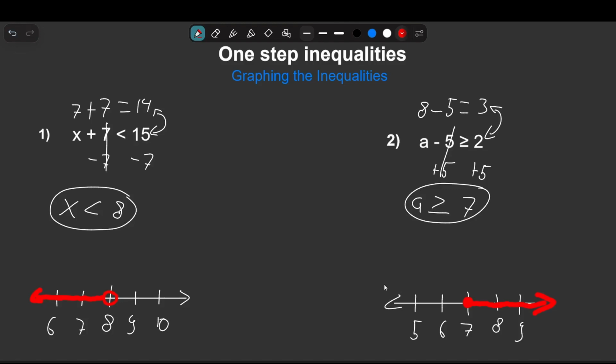Now that was basically the video, guys, on how to solve and graph one-step inequalities.